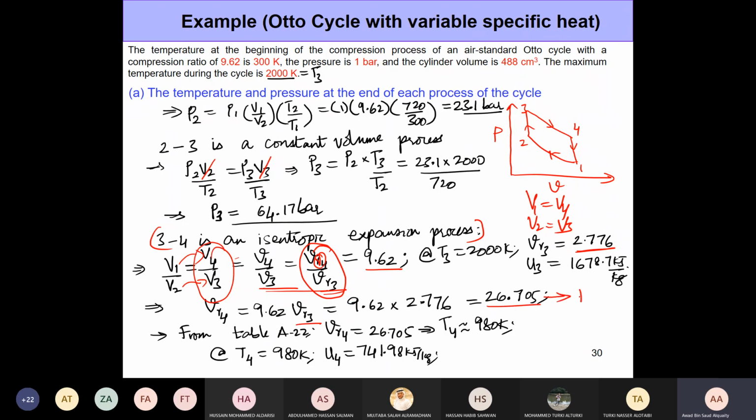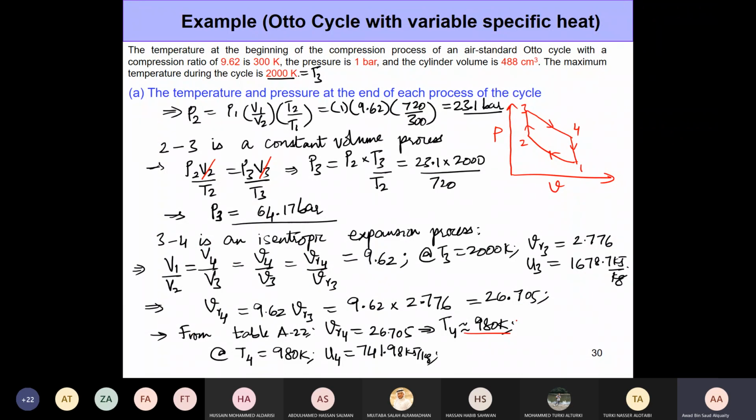Now this is what we have. VR4 is only a function of temperature. So you can go back to table A22, look up the different temperatures, and figure out at which temperature the VR value is given as 26.7. You have to do some interpolation, but you'll see that it matches with 980 Kelvin. Since it matches with 980 Kelvin, you don't need interpolation, but sometimes you may need interpolation if it was something like 982 or 983, right? So here we are lucky, we don't need to do any interpolation. So the T4 comes out to be 980.